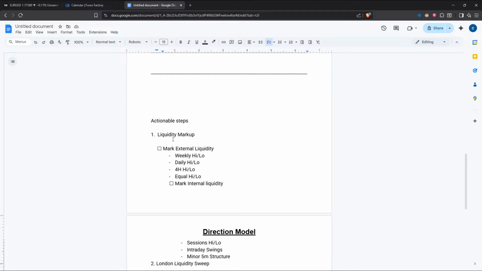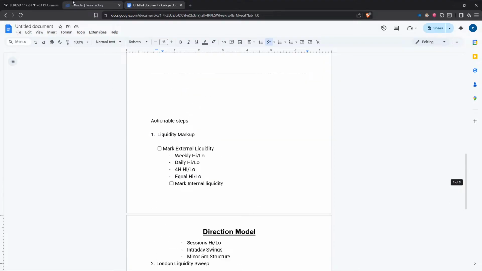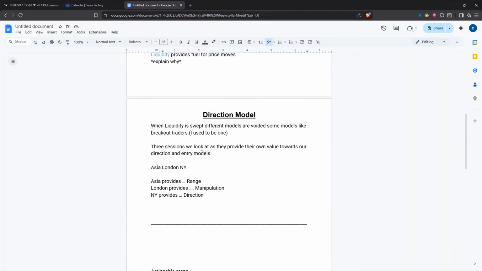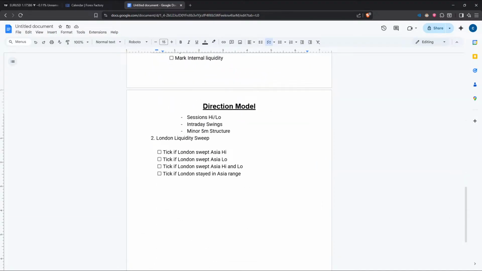So you have actionable steps. Liquidity markup is easy. Two is going to be the London liquidity sweep, which is what the London session sweeps. Here we swept the Asia lows. And then we need to see the reaction to such. But we're going to keep it like this for now. We're going to go into this document and I'll probably make it over a couple of days. My entries are going to be happening soon. It's a very busy day, so I'm not trying to be here all day.